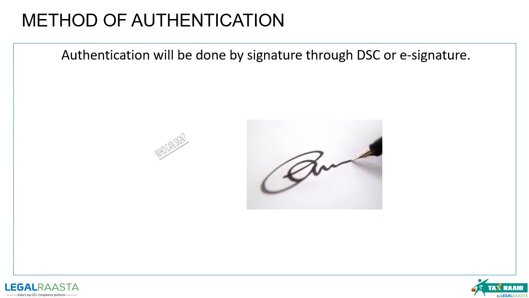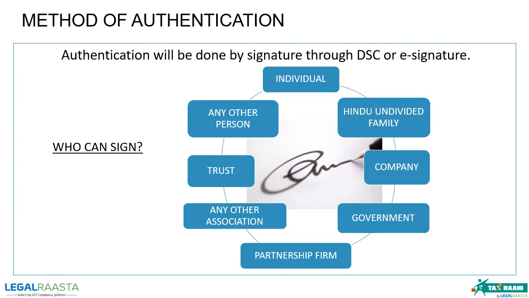Authentication will be done by signature through digital signature certificate or e-signature. Who can sign it? An individual, CEO of a company, government, any partner of a partnership firm, a member of any other association, trustee, karta of a Hindu undivided family, or any other person competent to act on his behalf. For example, LegalRaasta.